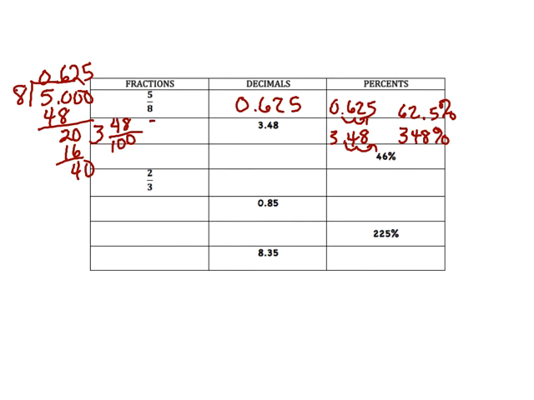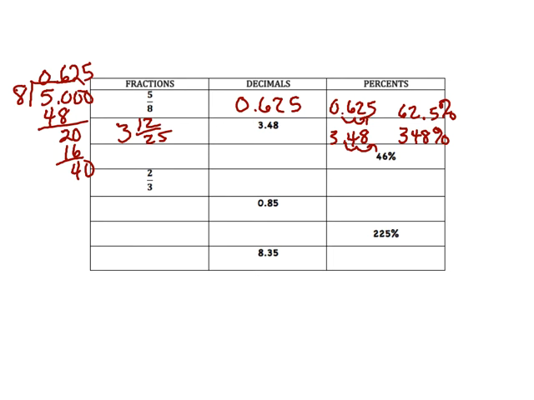I can divide it by 2, and then I can divide it by 2 again. Okay, so now I am going to get 3 and 12/25. That's exactly what we did yesterday.